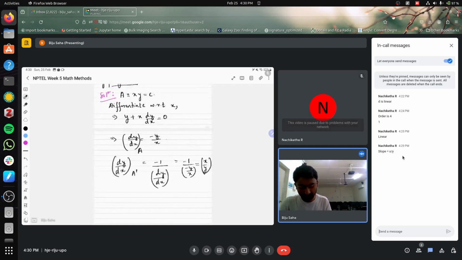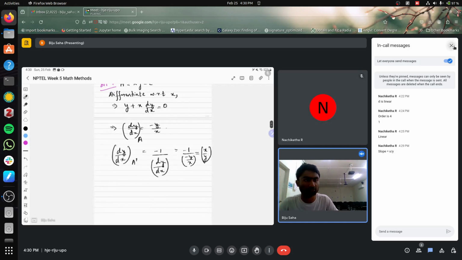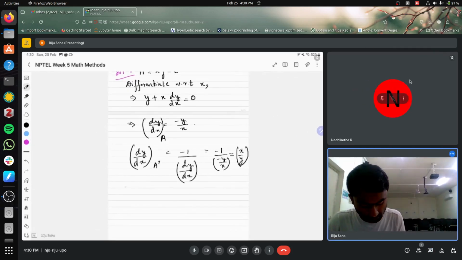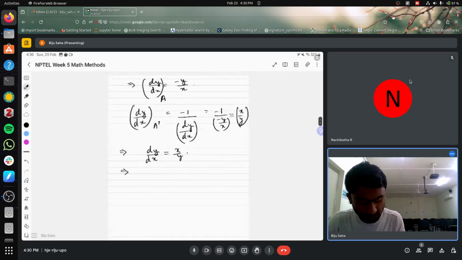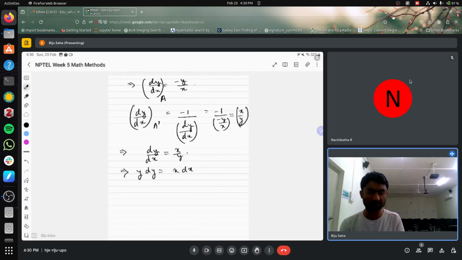So let us get to the equation of this. Ultimately, you have to represent it in the form of an equation. What we have is dy by dx equal to x by y. Now let us solve this differential equation. Let's cross multiply. This is something called variable separation. We have separated y on the one side and x on the other side. Now let's integrate both sides.